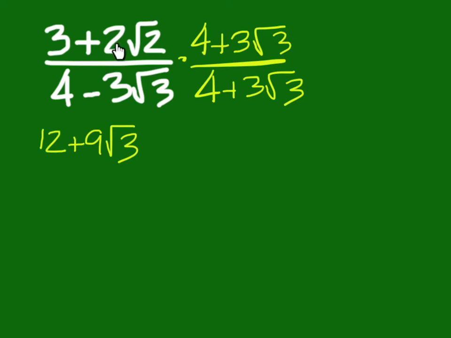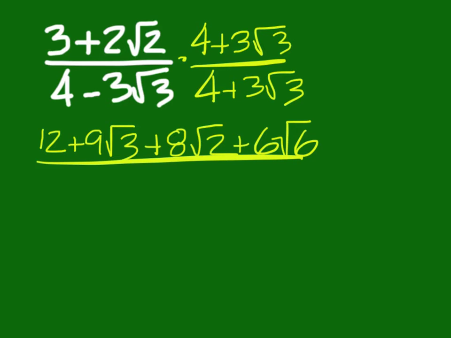Then you do 2 square root of 2 times 4. You're multiplying the 2 on the outside times the 4 to get 8. The square root of 2 just tags along. So 8 square root of 2. And then 2 square root of 2 times 3 square root of 3. Multiply the 2 and the 3 on the outside to get 6. Multiply radical 2 and radical 3 to get radical 6.